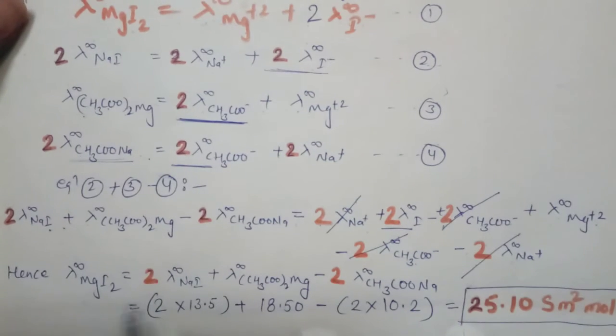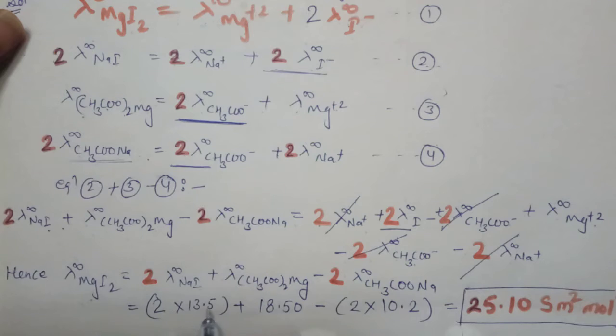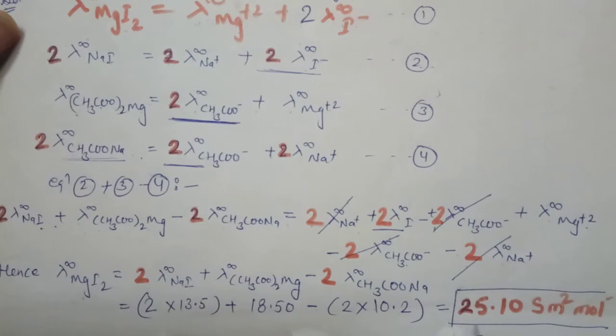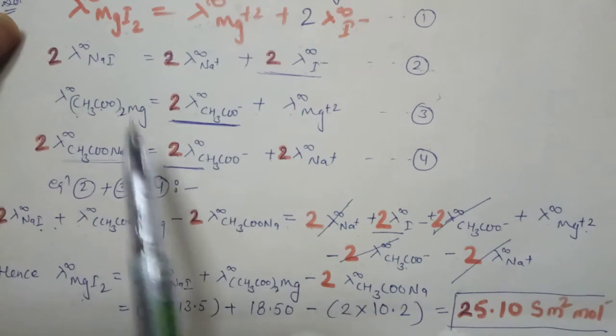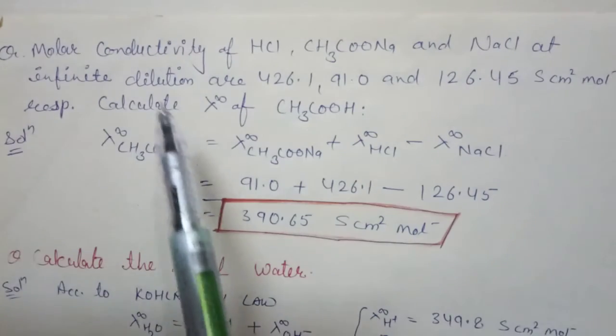This is the value of lambda infinity MgI2. So these values are given. Lambda infinity MgI2 will be equal to 2 lambda infinity NaI plus lambda infinity magnesium acetate minus 2 lambda infinity sodium acetate. These values are given, so 2 into 13.5 plus 18.50 minus 2 into 10.2. After solving these values, we obtain lambda infinity MgI2 as 25.10 Siemens meter square mole inverse. Clear? One more example on the basis of Kohlrausch law.